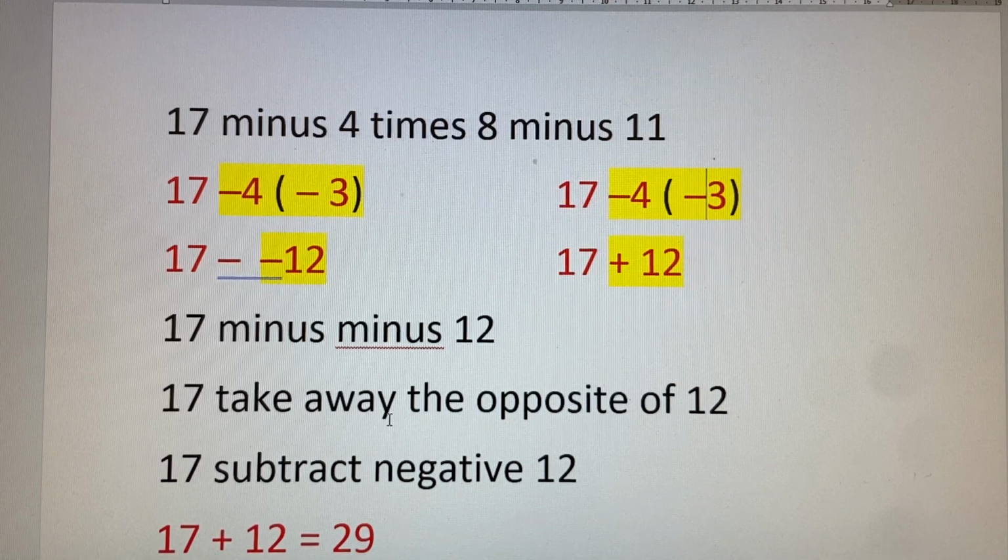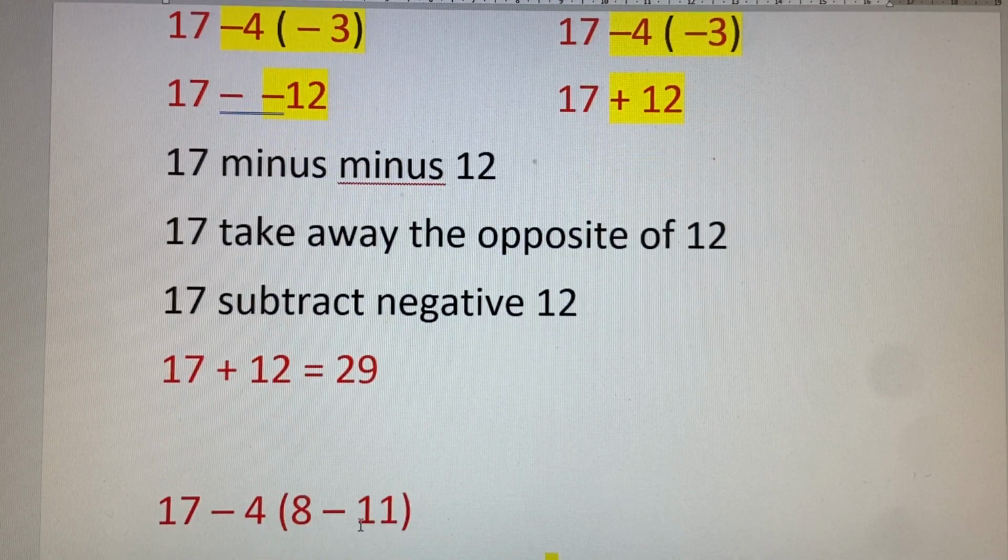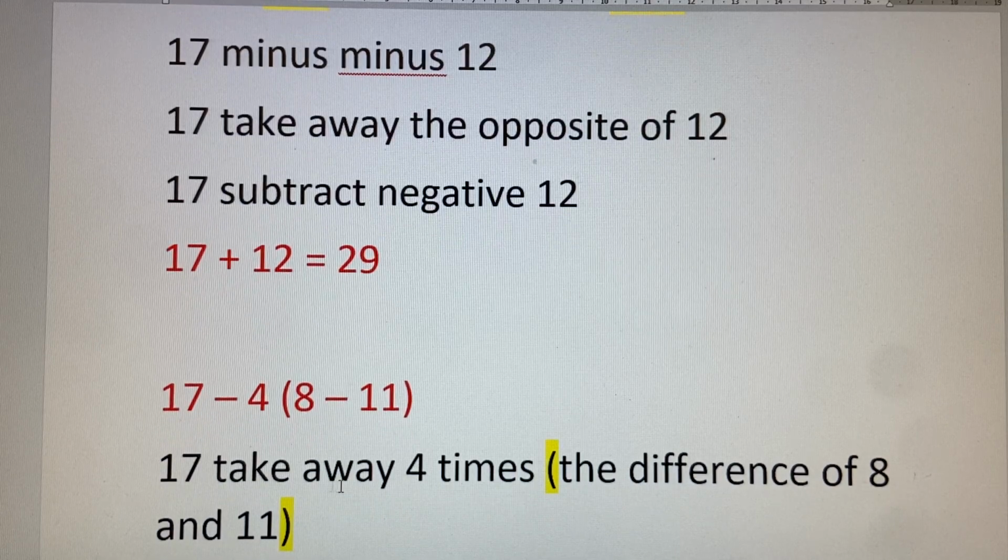Probably one other way, one clean way of thinking about this whole expression is 17 take away 4 times the difference of 8 and 11. And of course, in real speech, in real life, nobody speaks parentheses or brackets into a sentence, so this is implied here.